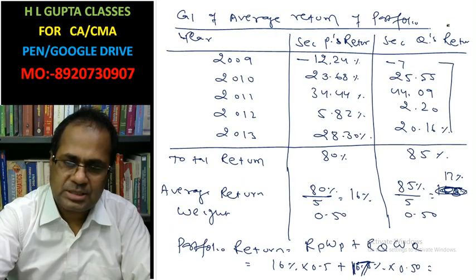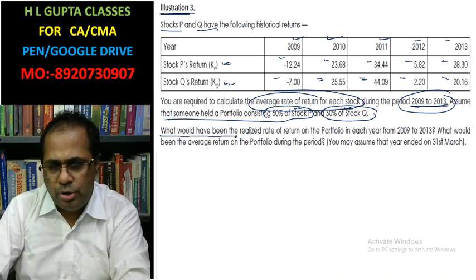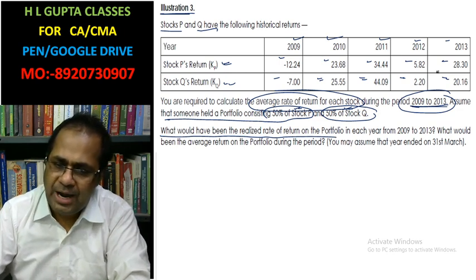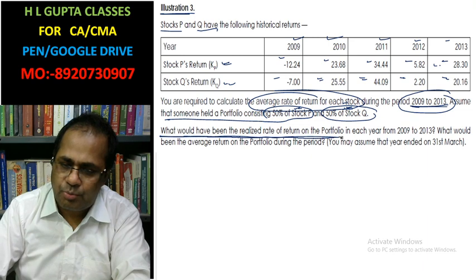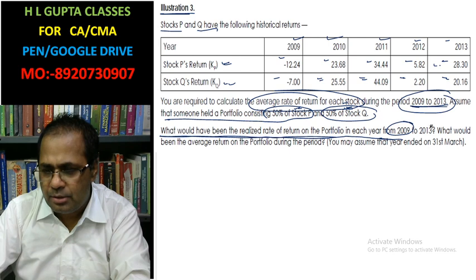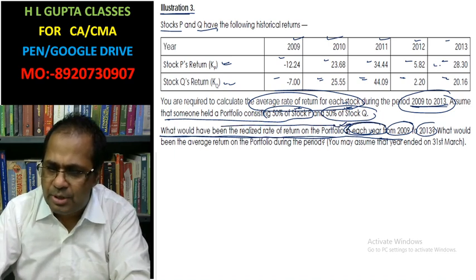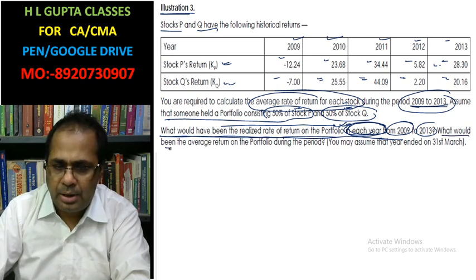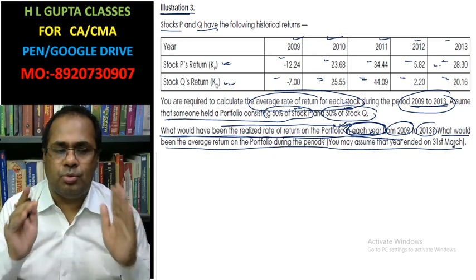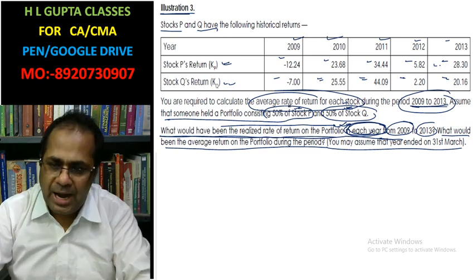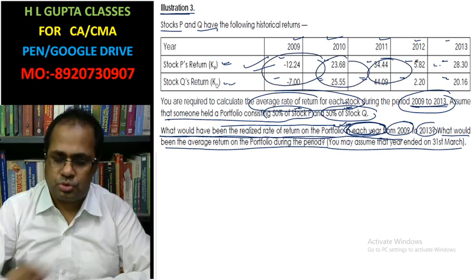The first part of the question has been completed. Now please try to understand the second part. What would have been the realized rate of return from the portfolio? First you calculated the average, and thereafter the portfolio was applied. Here it says what would have been the realized rate of return on the portfolio in each year from 2009 to 2013, and what is the average return of the portfolio during the period? You may assume the year ended 31st March. In this case, you have to calculate the portfolio return of each year, whereas earlier you calculated the portfolio return after calculating the average return. This is the difference.